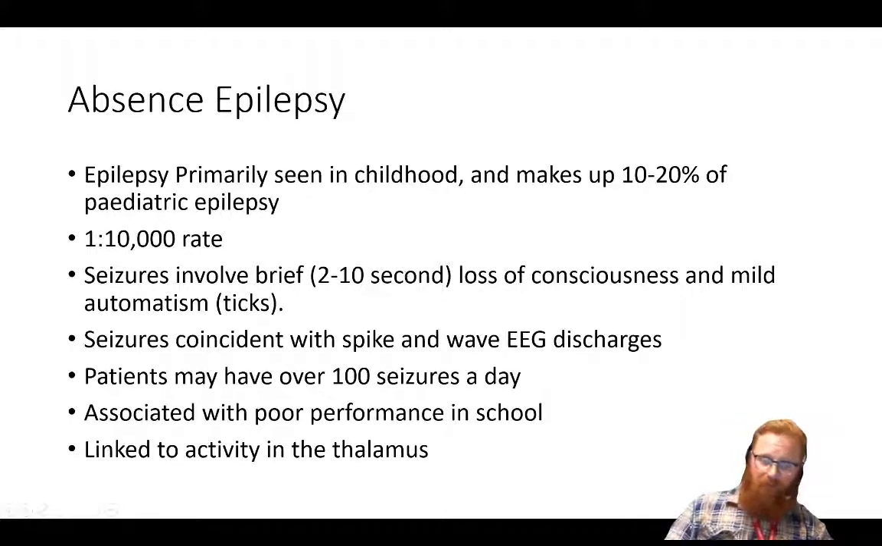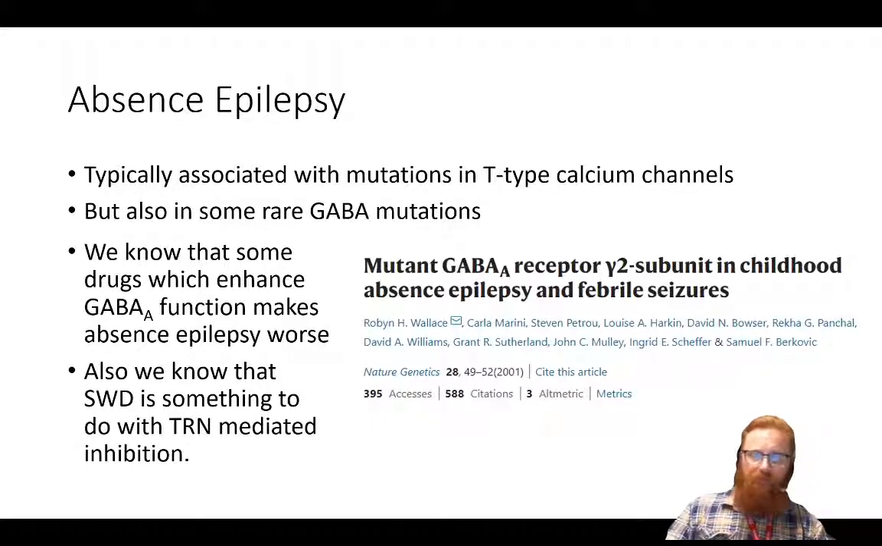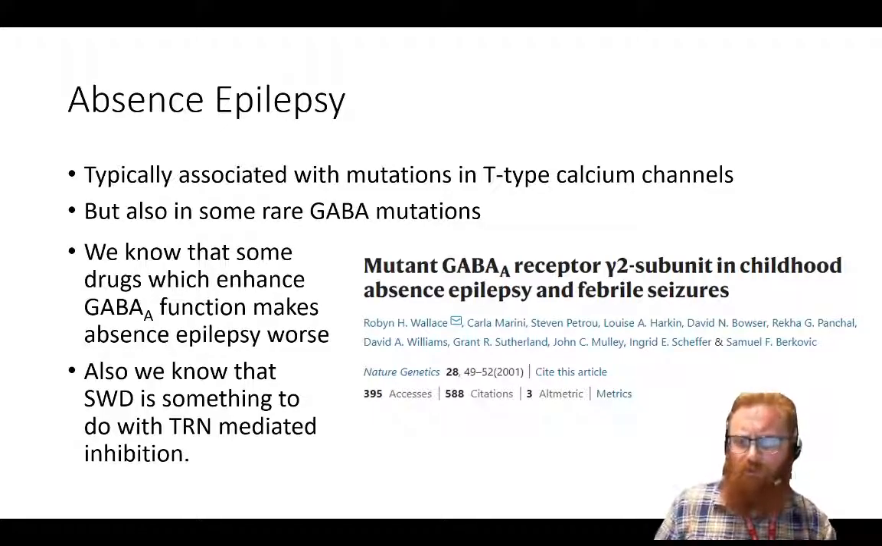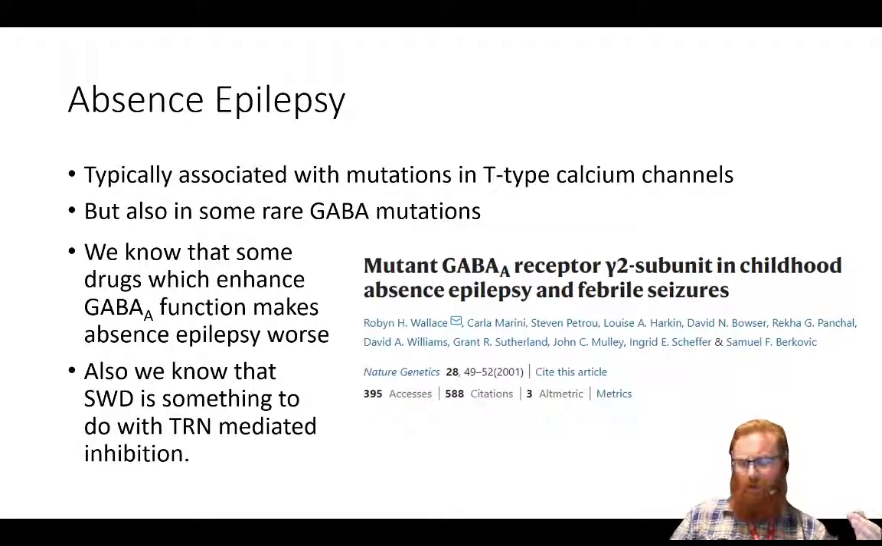While we know maybe more about it than some other epilepsies, we still don't really know what causes it. It's associated with mutations in T-type calcium channels, but also GABAA receptors. And we also know that some drugs that enhance GABA function seem to make absence epilepsy worse. And we also know that spike and wave discharges have something to do with the thalamic reticular nucleus, which is this inhibitory shell of the thalamus.